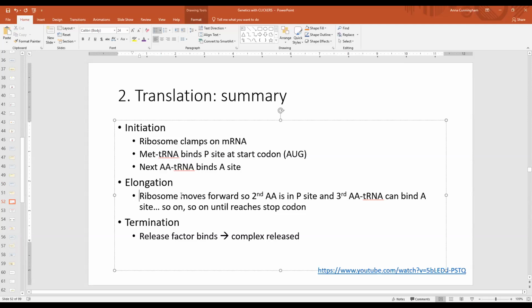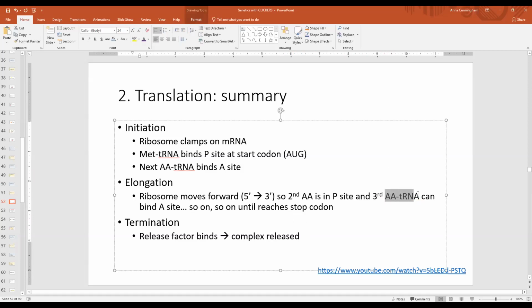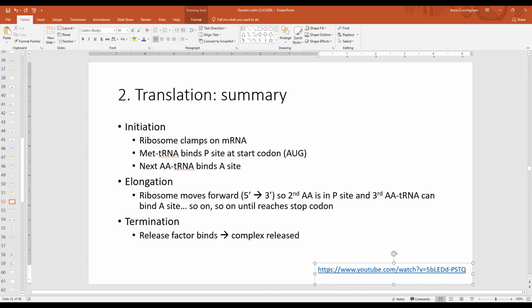During elongation, the ribosome moves forward. Let's make this more specific: it moves in the 5' to 3' direction. So that second amino acid moves into the P site, and then you can have your third amino acid carrying tRNA bind to the A site, all the way down until you reach a stop codon. What happens when you reach that stop codon is a release factor binds, not a tRNA, and then the complex is released.